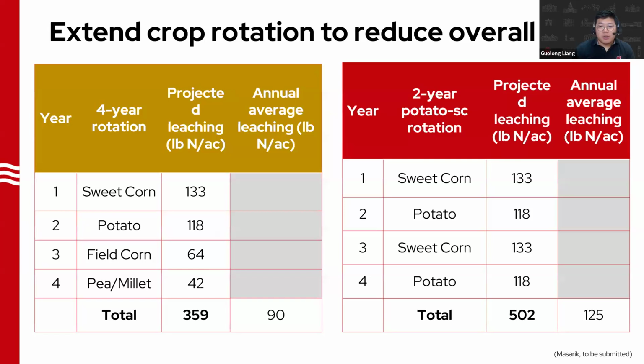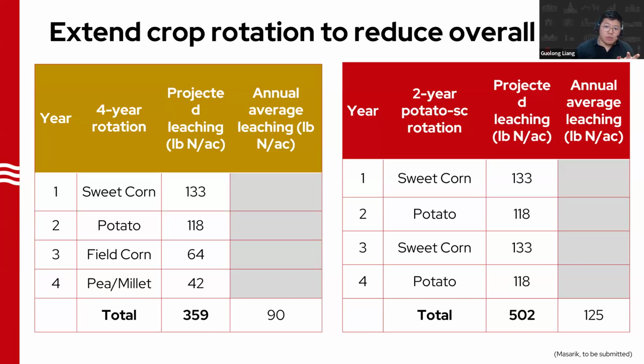Here we're looking at the comparison of leaching potentials using a 4-year crop rotation and a 2-year potato sweet corn rotation. I'm going to draw your attention to the bottom row, where we talked about the total projected leaching losses. In the 4-year crop rotation, we have close to 360 pounds of nitrogen per acre lost, while if we only use a 2-year rotation, that number becomes 502. We can also calculate the annual average leaching by dividing the total leaching over 4 years.